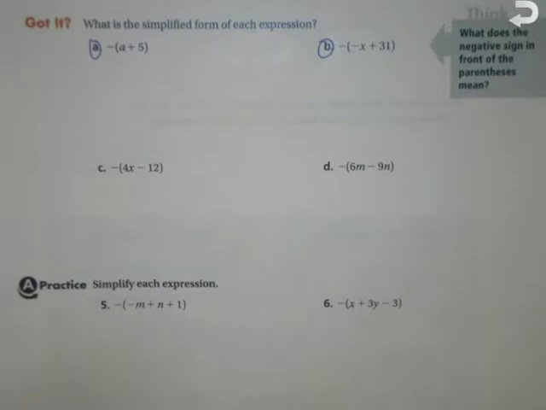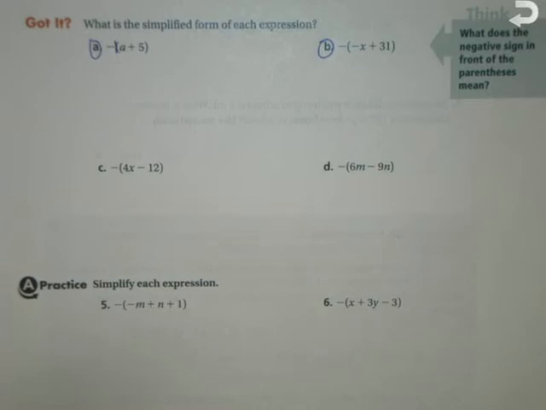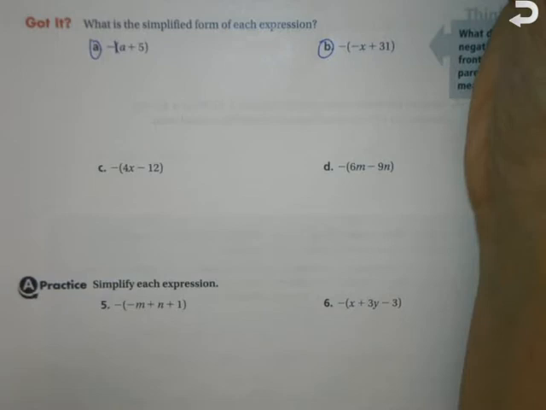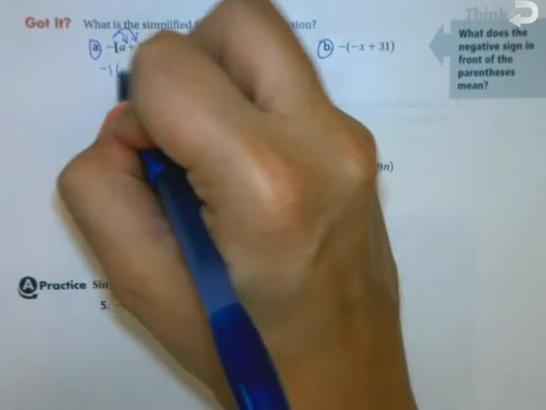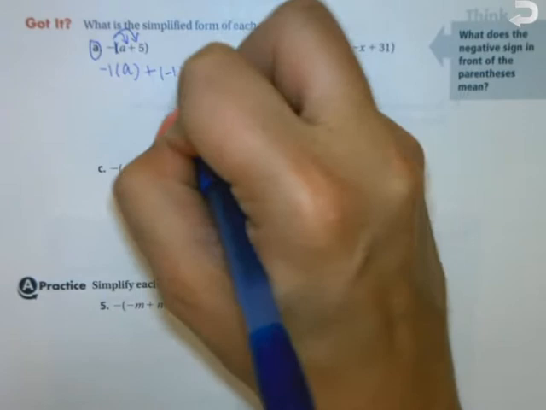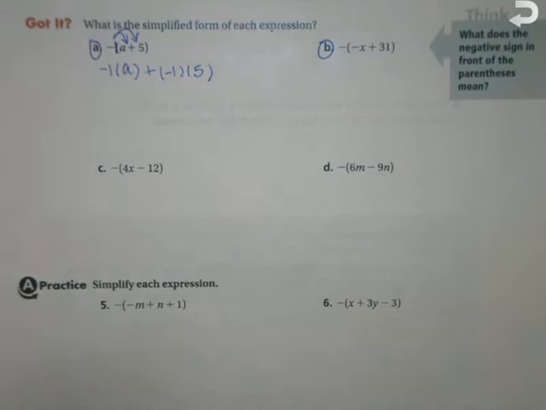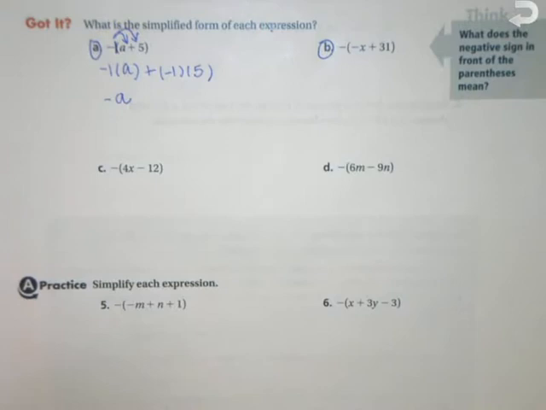All right, so for part A, first thing I want you to do is draw in the negative 1, and then you're going to do what? Then you have to basically distribute. Distribute, good. So that should give me negative 1 times A plus negative 1 times 5, and that gives you what as an answer? It's going to give you negative 1A, minus 5.